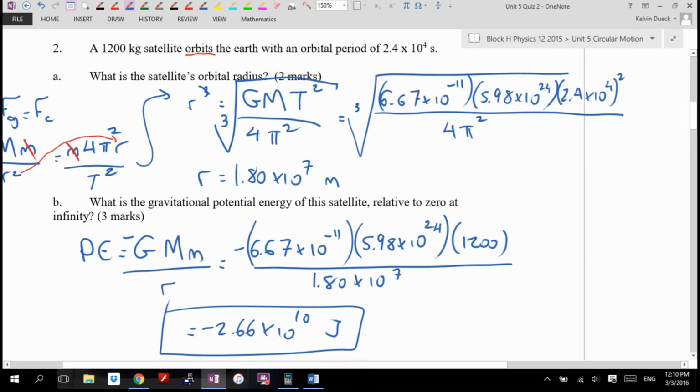If you got that 3 out of 3. Also, whatever radius you got, if you dropped it down here and you went negative 6.67 times 10 to the negative 11 times 5.98 times 10 to the 24th times 1200 divided by whatever answer you had, I'll give you a full mark. For 3 marks, I guess, I don't know why I made this 3 marks, but okay. 1, 1, 1, I guess.